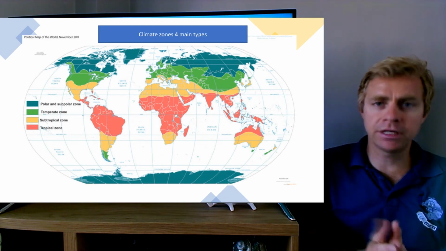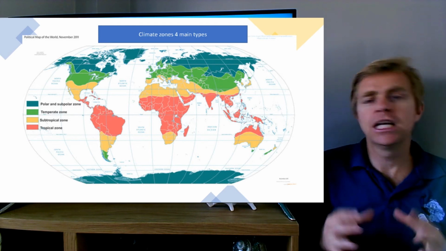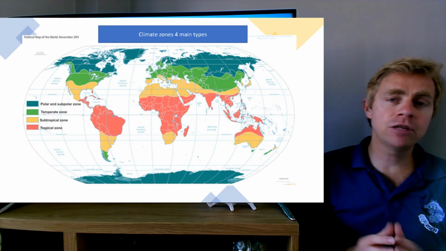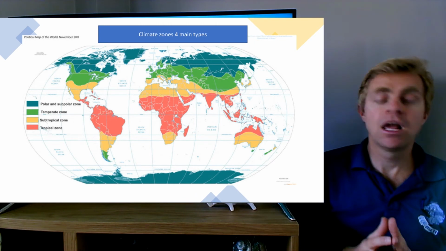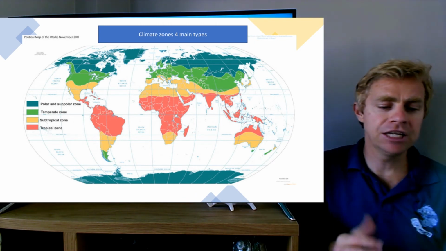The next one is subtropical. This tends to be where there is a lot more sunlight, but not as much rain, so you tend to have more deserts. The final one is tropical rainforest. This is where you get a lot of sunlight and you get a lot of rain. So climate is one factor.